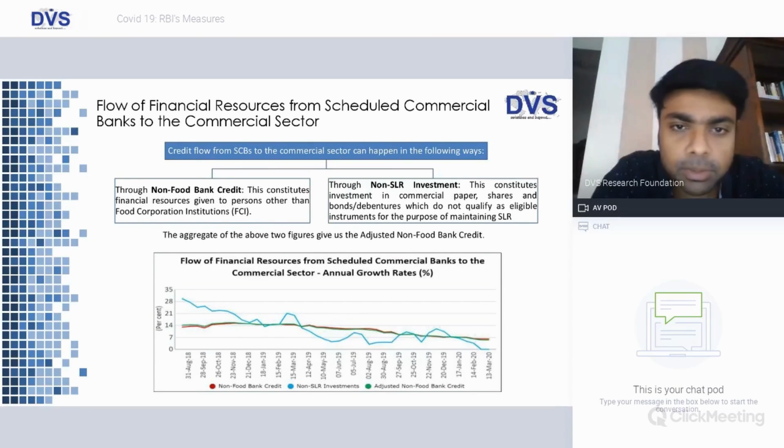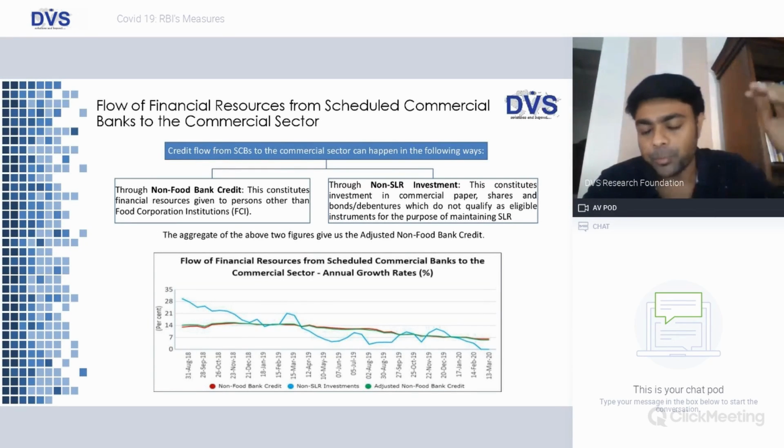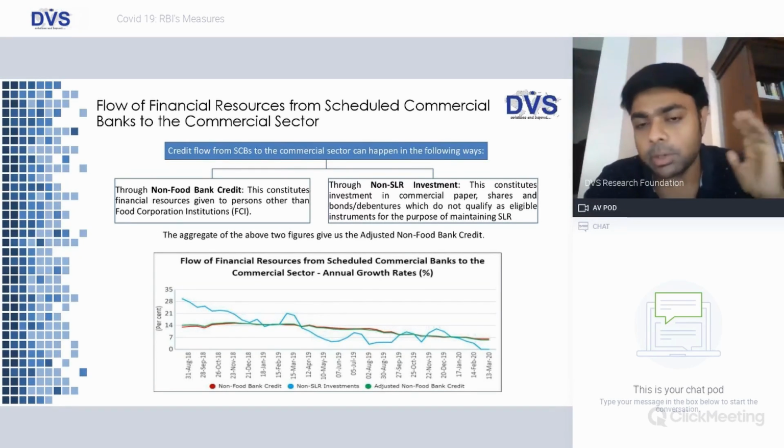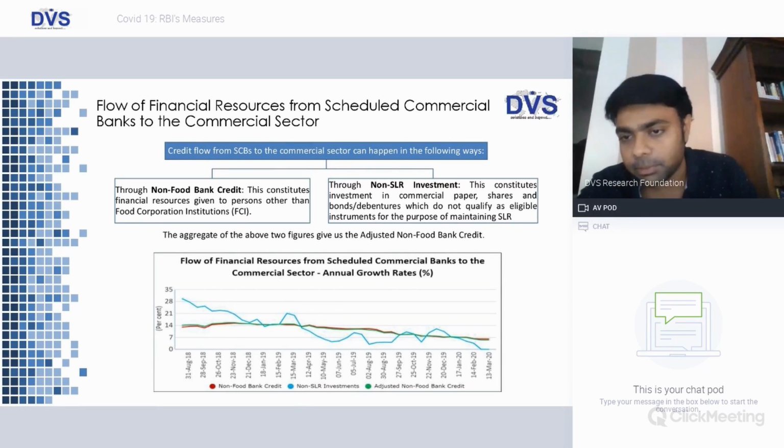Next, flow of financial resources from scheduled banks to the commercial sector. What we saw as a first phase, now we are going to look at the second phase. You have the apex banker who is now lending funds to the institution, made it available to them. Now these institutions would have to make these funds available at the commercial entity level.